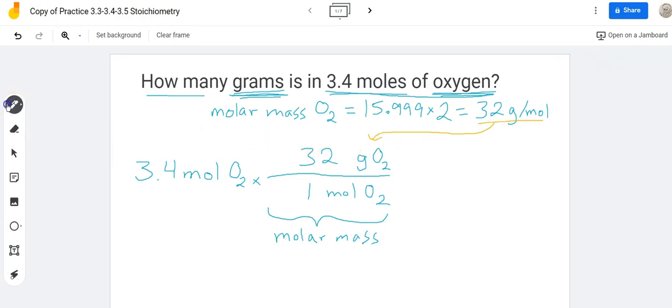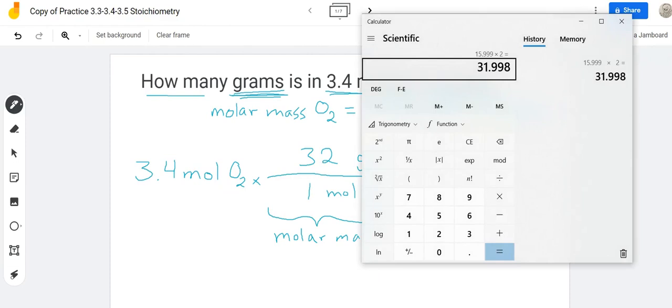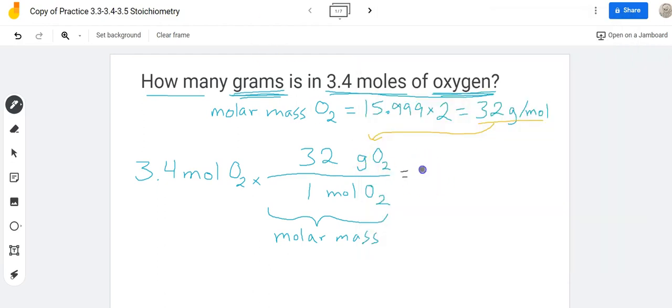When you do the math, this is 3.4 times the top numbers divided by the bottom numbers. Since it's a 1, there's no point dividing by 1. 3.4 times 32 is 108.79. As long as you have something around that number, you're good. So 108.8, or if you round it to 109, it should still be fine. Moles of oxygen cancel, so that means yes, I did set this up correctly. My final answer is grams of oxygen.